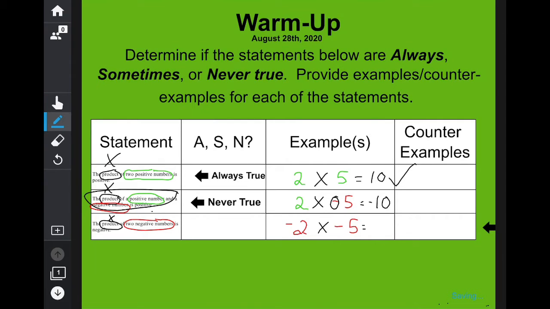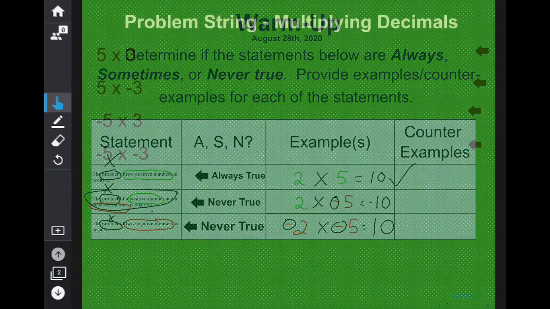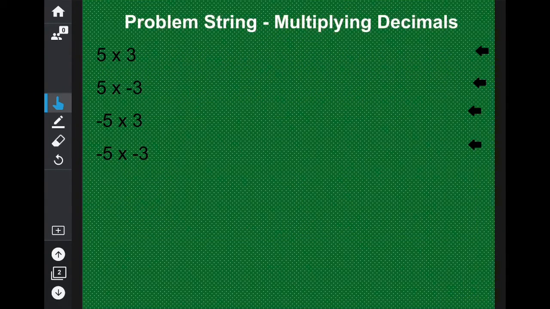Well, I know positive 2 and positive 5 give me 10. A positive 2 and a negative 5 give me negative 10. But what happens when I have 2 negative numbers? That is going to give me a positive number. I get positive 10. So this statement is never true because it said I was going to get a negative number and I actually got a positive. So now we're going to move on.